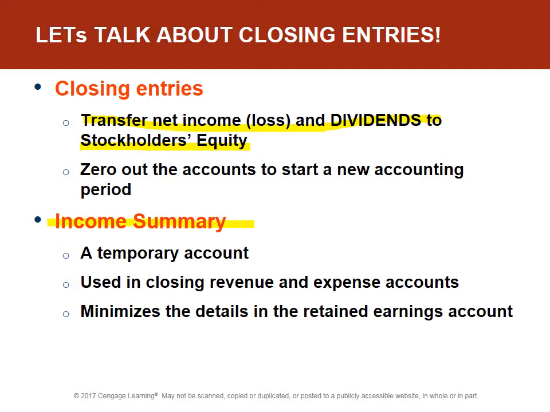So we're going to have a new account called income summary. It's not a revenue or an expense, it's not an asset, it's not a liability. This is a temporary account only used in the closing process to make it a little bit simpler. You'll learn a little bit more about this in a minute. In the meantime, I would suggest you take notes that write down that income summary is a temporary account.